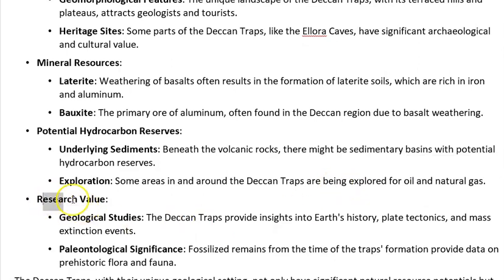Then research value, definitely it is part of plate tectonics. This particular area, we know that from the southern hemisphere India traveled towards north and then it got hit in the Eurasian region. We know that thing, right? So it's part of that particular plate tectonics movement that these Deccan Traps got created. So it's part of the geological studies as well. That significance is also there.